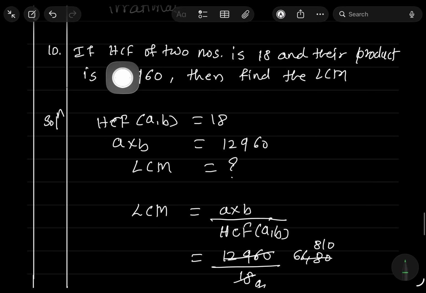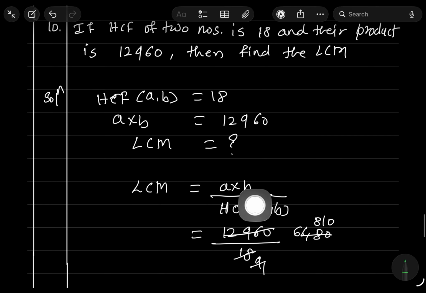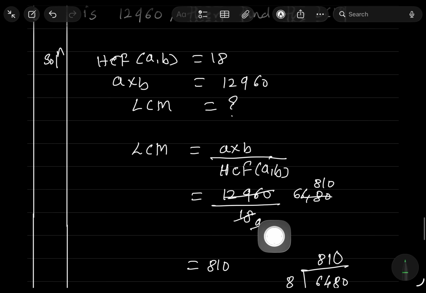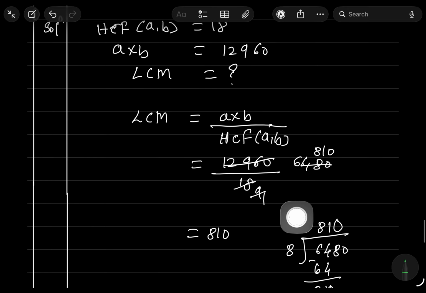Now question 10. If the HCF of two numbers is 18 and their product is 12,960, then find the LCM. So very simple, HCF of A and B is given as 18, and the product of these two numbers A into B is given as 12,960. Then we have to find the LCM. So LCM equal to A into B upon HCF of A and B. The product is 12,960 and the HCF is 18, so we have to divide.